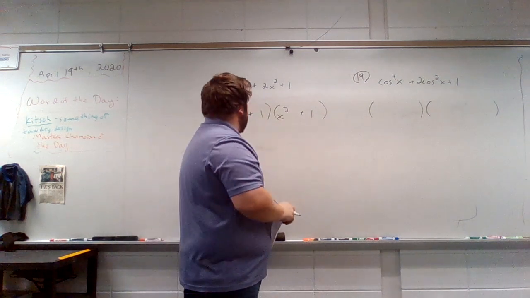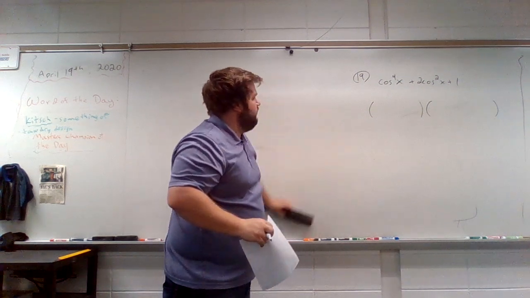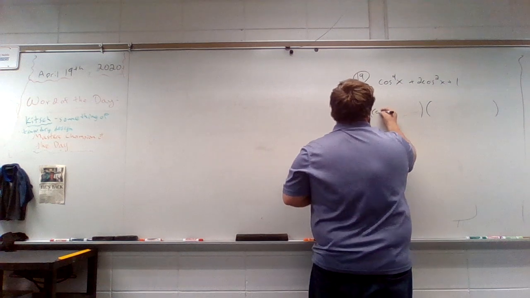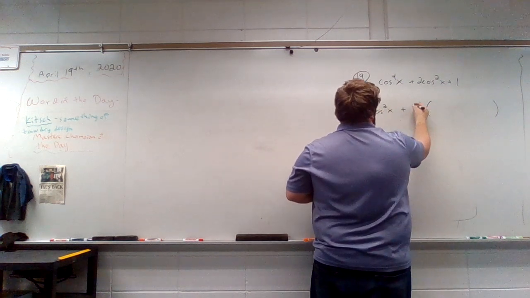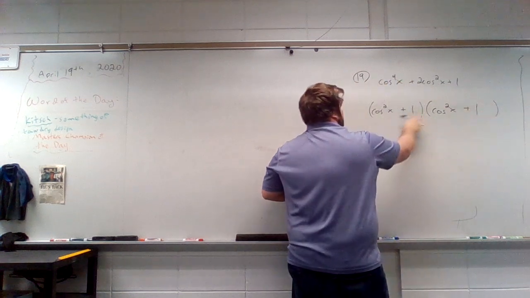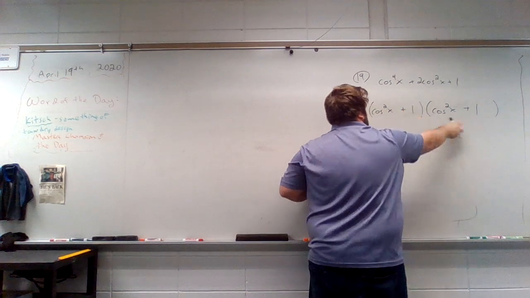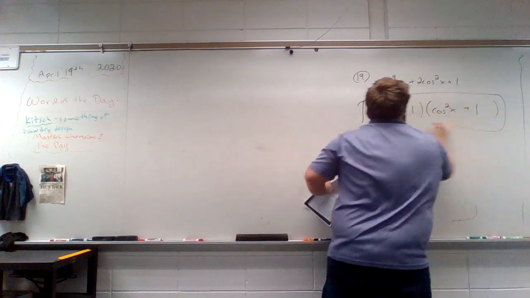So how is this one going to factor over here? Well, it's just going to be cosine squared x plus 1, cosine squared x plus 1. Cosine to the 4th, cosine squared plus cosine squared is 2 cosine squared, plus 1.